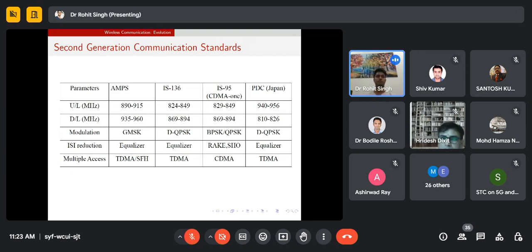The channel access scheme is another big advancement. Earlier, in the very first generation, we used frequency division multiple access to orthogonalize different users. Now we can use TDMA. That means we can now differentiate different users in terms of transmission times. So TDMA was introduced in the second generation.